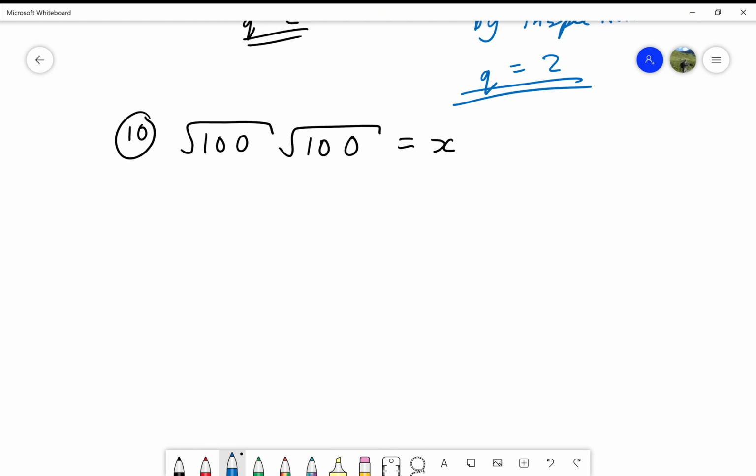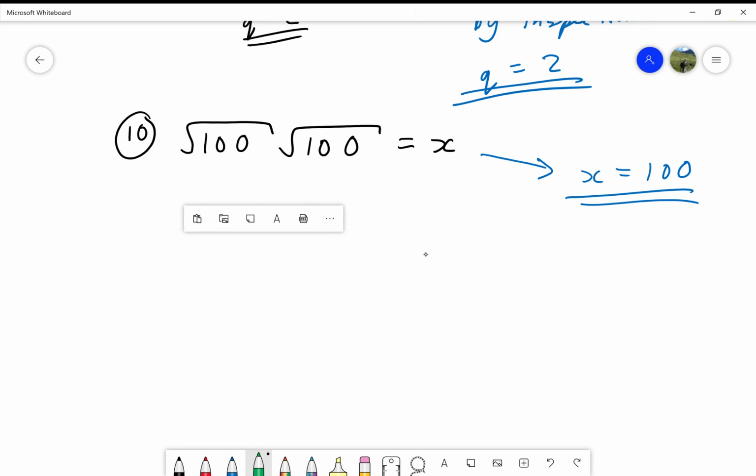Well, here's the first thing. X is obviously equal to 100. Well, because the square root of something times the square root of something is just itself. But suppose we didn't realise that, and suppose what I just said doesn't make any sense to you, which is fine, then we can say, right, well, what's the square root of 100?